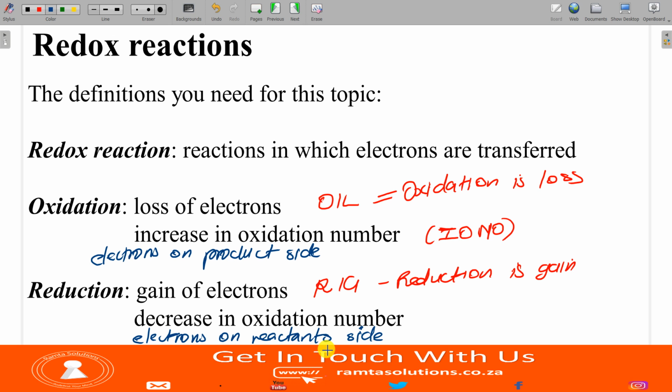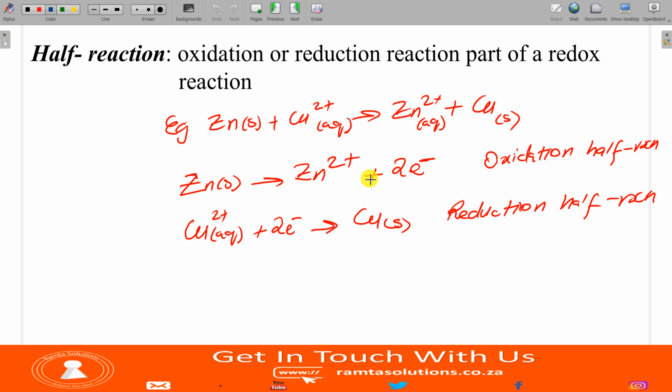All right? So this is how you will remember redox reactions. Even when you get to grade 12, this is how you're going to remember them. If you see that electrons are on the product side, you must know that is an oxidation reaction. And if you see them on the reactant side, you must know that is your reduction half reaction.